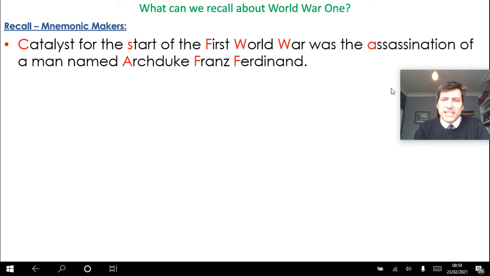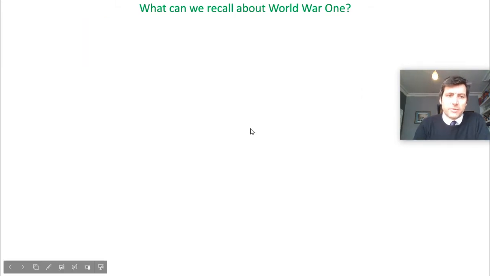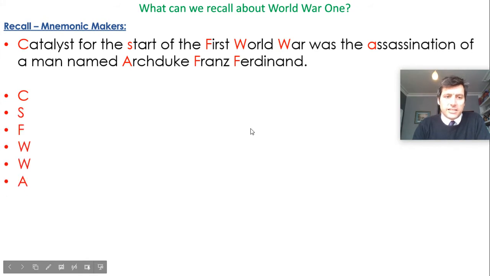I've highlighted some letters here in red, because with your mnemonic, you won't always need every word highlighted. Sometimes you do. With our maths, we use divide by denominator, multiply by numerator as a mnemonic for fractions of amount, and we do need all six letters highlighted. But here we have C, S, F, W, W, A, F, F. So we've got catalyst, start of First World War, assassination of Archduke Franz Ferdinand, and those letters are listed beneath.